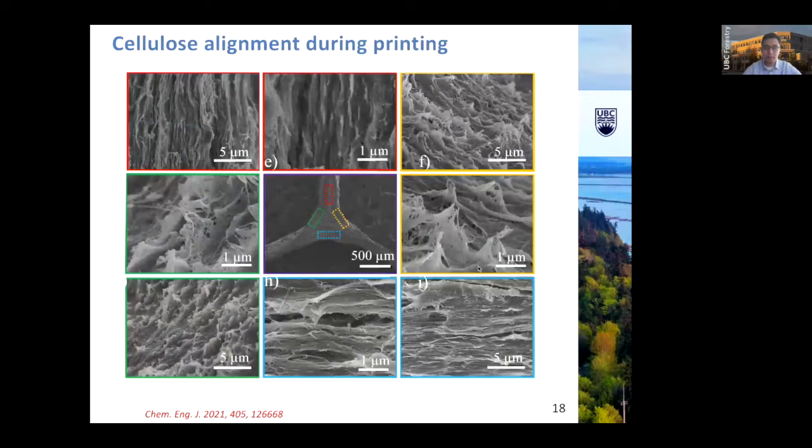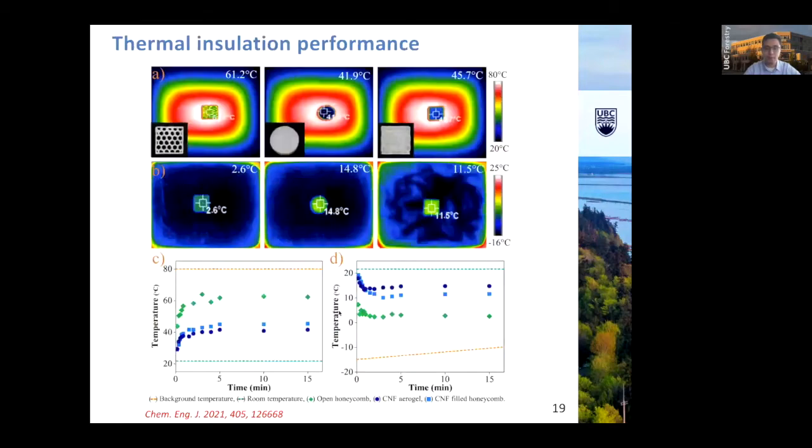So we see alignment. One of the reasons for the strong material is the alignment. We see alignment of the cellulose fibers during the regeneration and during the printing. The colored boxes indicate different regions. For example, in this region we see vertical alignment even at the turning point. We can still see the fiber pulling out and aligning along this direction, toward the right and toward the left. So this indicates the alignment of the material.